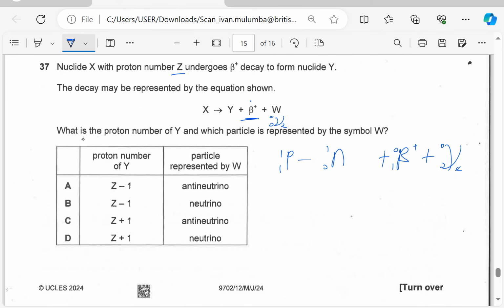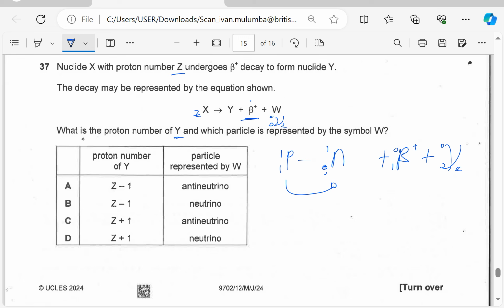So what is the proton number of Y, and which particle is represented by the symbol W? The proton number of Y is Z, because the proton number of X was Z. A proton changes into a neutron, so we have lost one proton. So the proton number is Z minus 1.